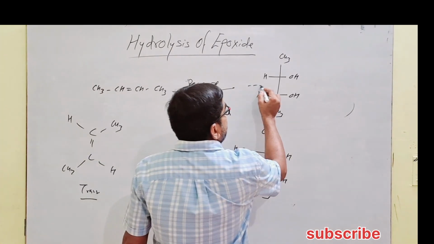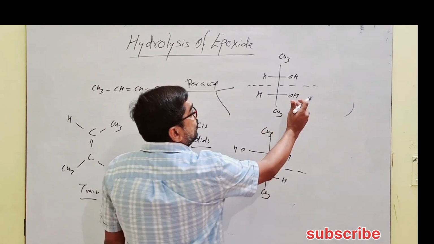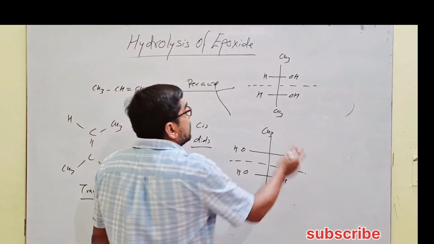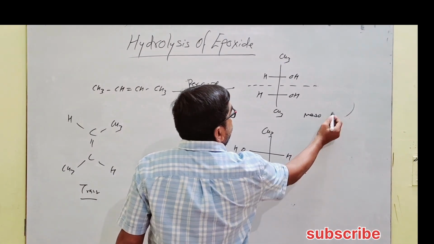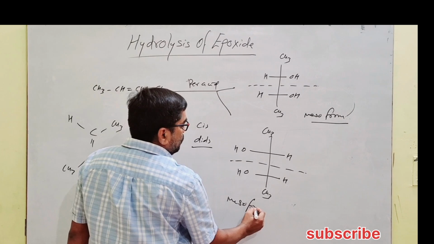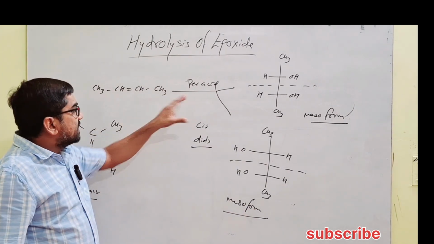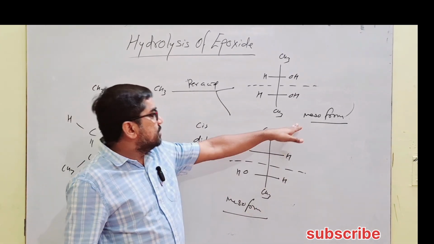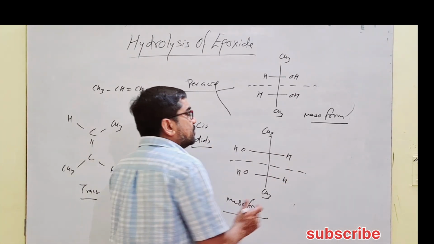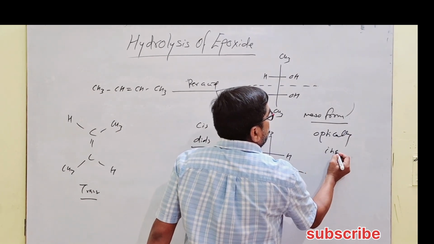In both cases, symmetry is present. There is a plane of symmetry, and both halves can overlap each other. Half part can overlap the other half. So this is called meso form. So when the trans form of an alkene reacts with peracids, then meso form is obtained. It is optically inactive. Meso form is optically inactive.